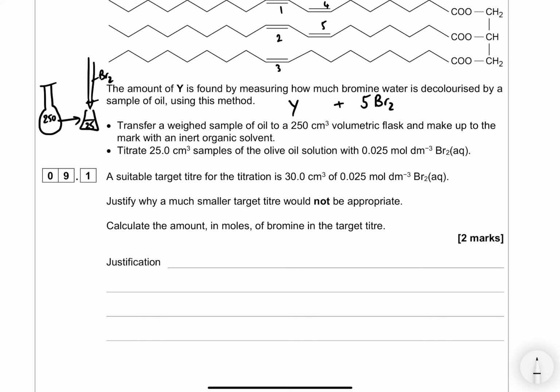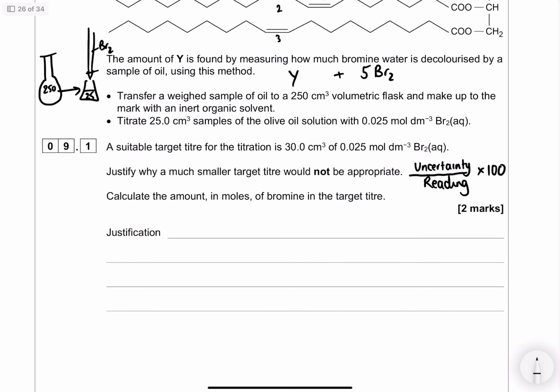It's all to do with errors, because when you calculate a percentage uncertainty, you do the uncertainty of the burette, which is fixed, divided by the reading. Now, the bigger the reading, the smaller the percentage uncertainty. So why would we not use a smaller value? We need to say that smaller titres will lead to larger percentage uncertainties.